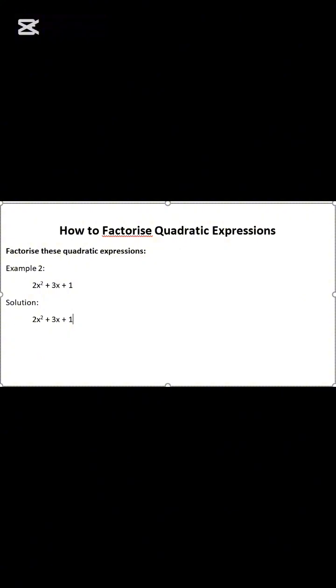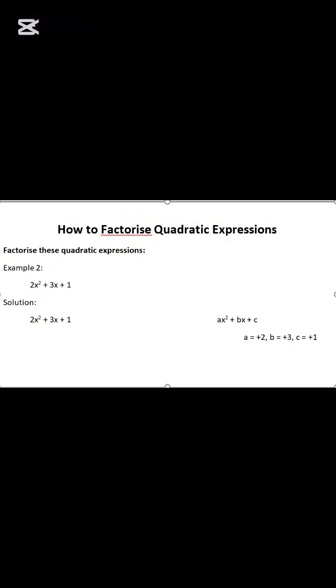Okay, so we have the second example: 2x squared plus 3x plus 1. Now, the first thing to do is let's factor it the easy way. Let's compare 2x squared plus 3x plus 1 with the standard form ax squared plus bx plus c. We see that a is 2, b is 3, and c is 1.